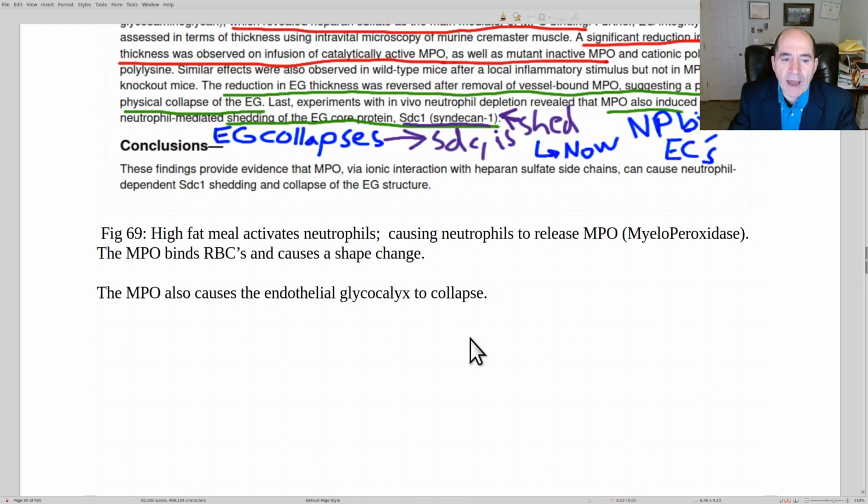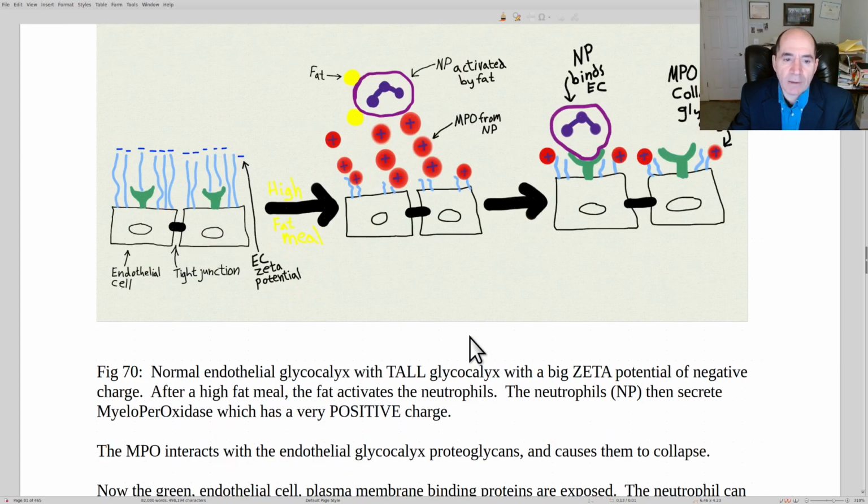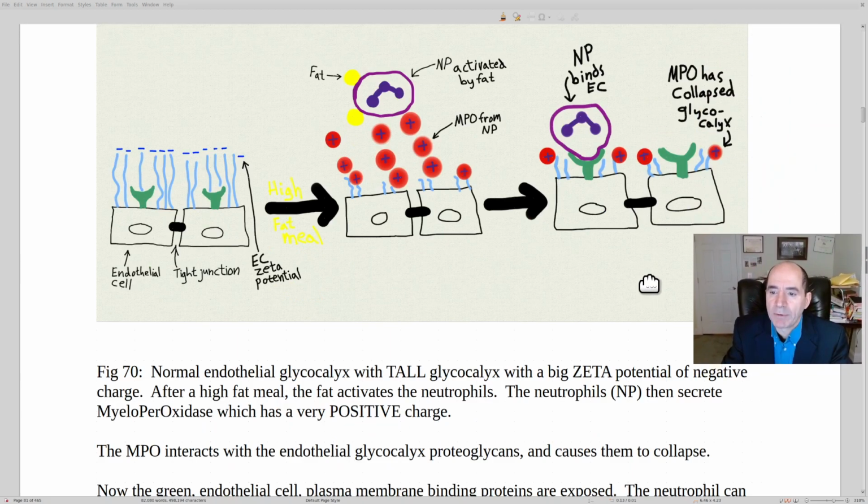And remember, it's fiber that maintains the gut lining. When you don't have dietary fiber, you tend to get leaky gut. So here's a picture of some of the things that can happen after eating a high-fat meal. The fat tends to activate the neutrophils. NP is for neutrophil. When they're activated by the fat, the neutrophils will release these little plus signs right here, which are the MPO, the myeloperoxidase. And they're very cationic, meaning they're very positively charged.